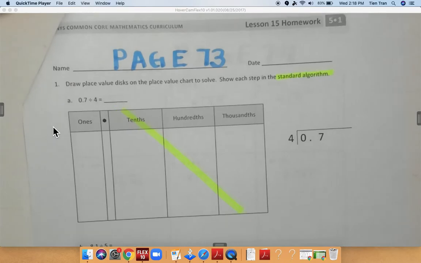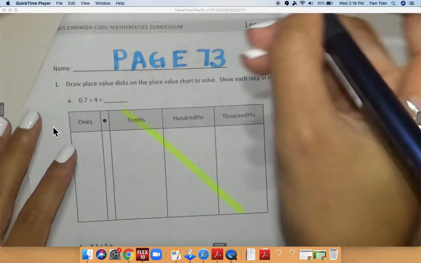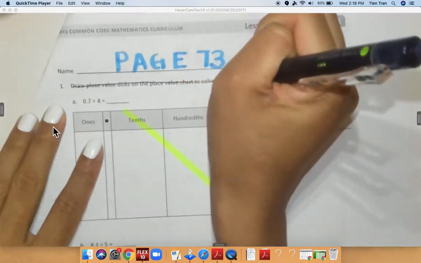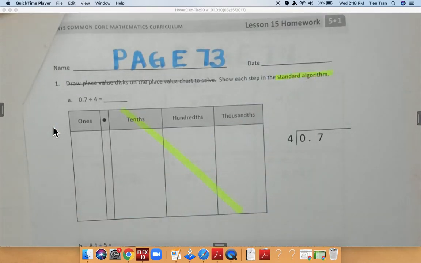So I want you guys to focus more on how to do this the algorithm way, because now I think you understand how to do it visually, and you see it visually, you're understanding why the numbers are moving. So now we're going to focus a little bit more on the standard algorithm.